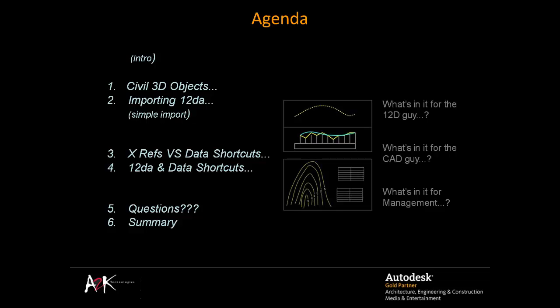So the agenda for today, we'll do a really quick intro on civil objects. I know many of the attendees here have seen them before, so we'll do enough just so people who haven't seen it know what they're about. We'll then look at importing 12D ASCII for those objects. We'll do a simple import first, then we'll look at the XREFs and data shortcuts, which we call DREFs, and how they interact with the 12D ASCII. And that's really what it's all about for workflows. Then we leave a bit of time for questions and do a quick summary.